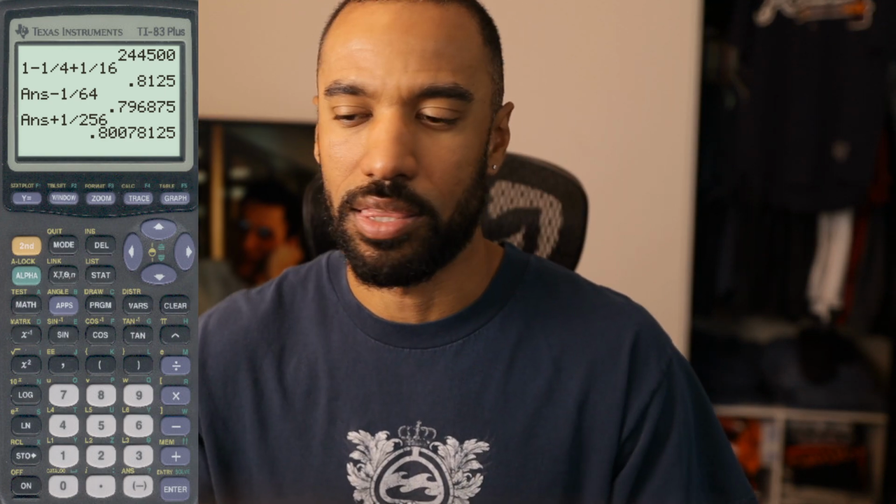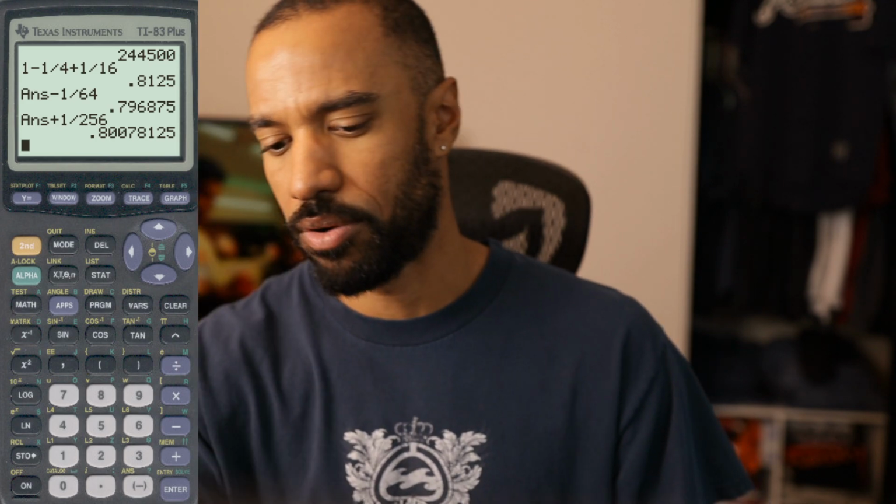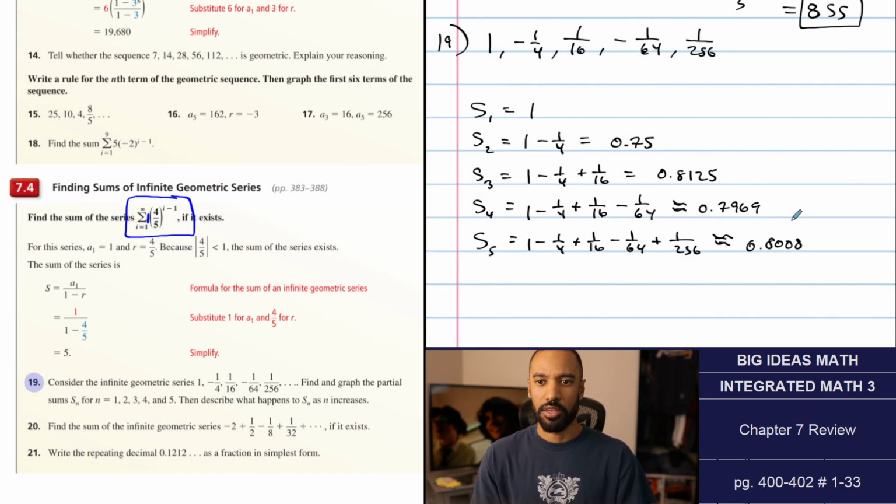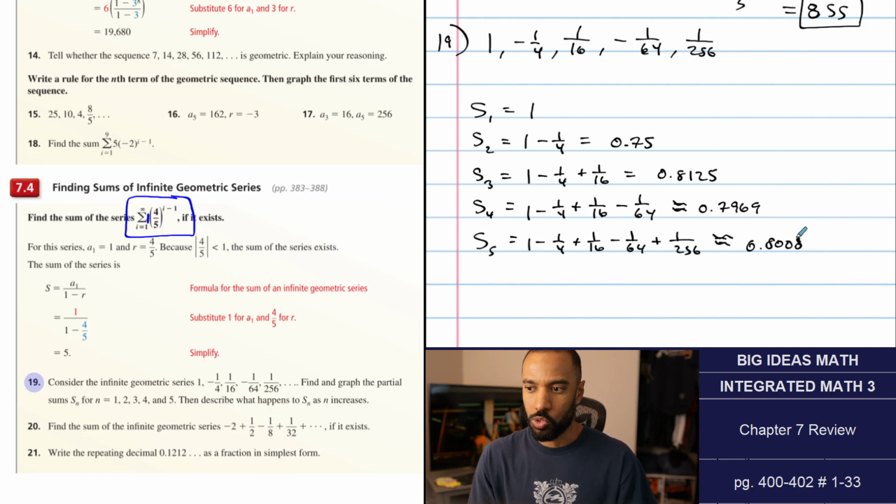That being said, I need to write these decimals out. There's 0.8125. Normally I round them. Let's see. This is around 0.7969. Sorry, I'm writing these first. And then 0.8008 if I'm rounding. So here are some of those values written out. We need to graph these ones.